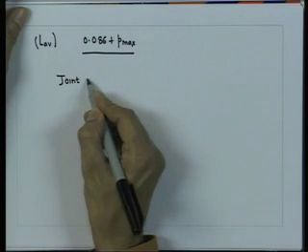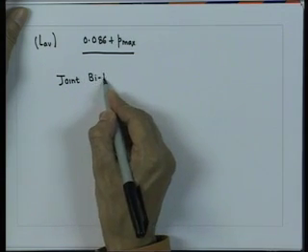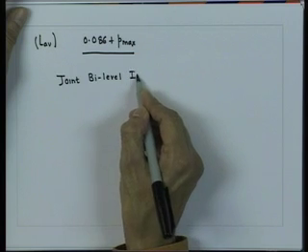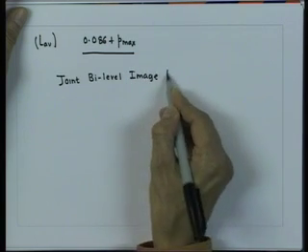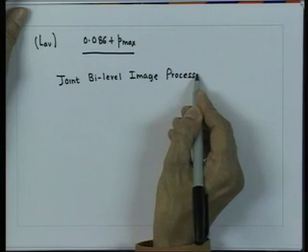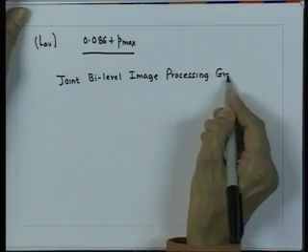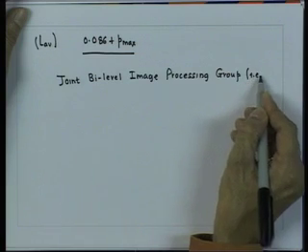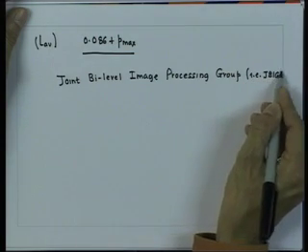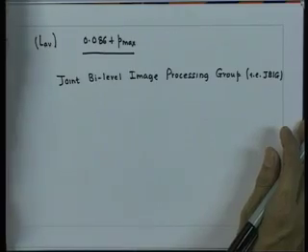Arithmetic coding is being used in a variety of lossless and lossy compression applications. Arithmetic coding is the coding scheme recommended by the Joint Bilevel Image Processing Group, that is JBIG, as part of the standard for coding binary images.